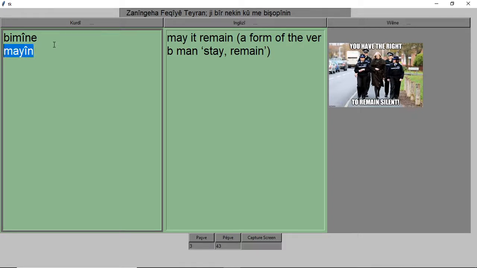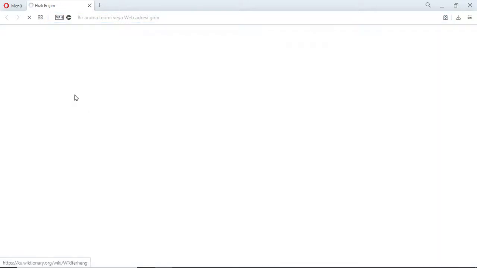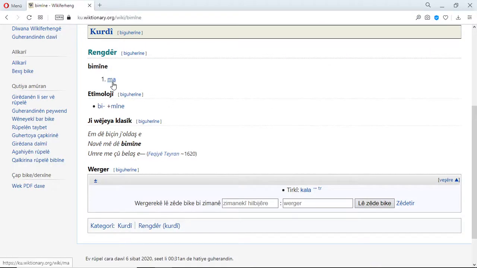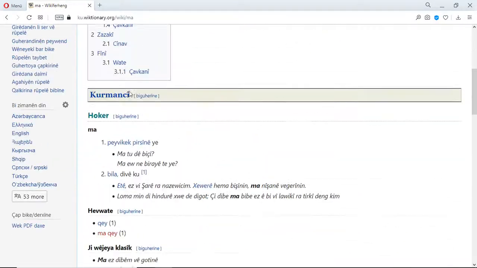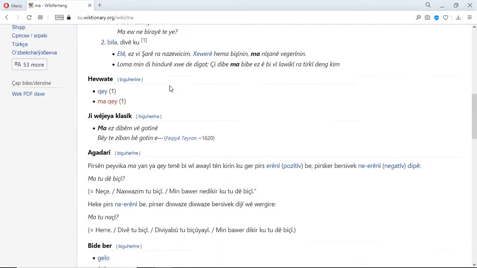Even like mayin, we can search over the best browser, which is this one. From here I am going to wiki ferhang, and from wiki ferhang I simply search b mine. So here you see I don't have the table. I showed the table before and I am going to show the table. Here you are. Where is the table? Still we don't have the table.